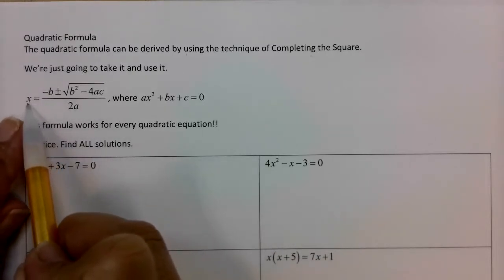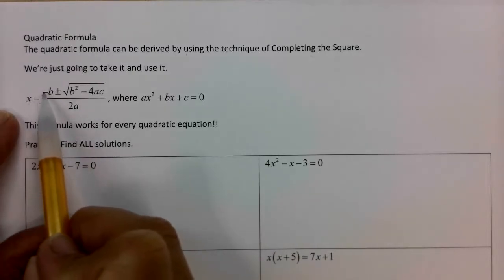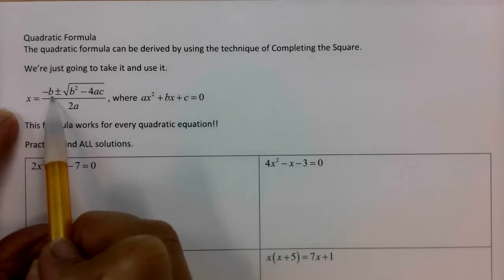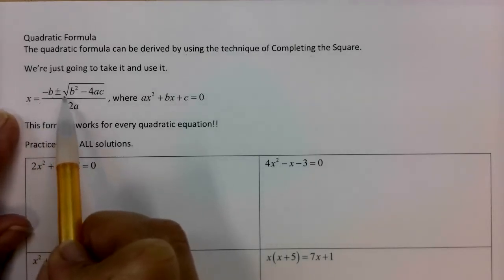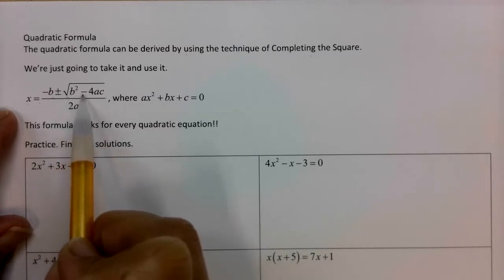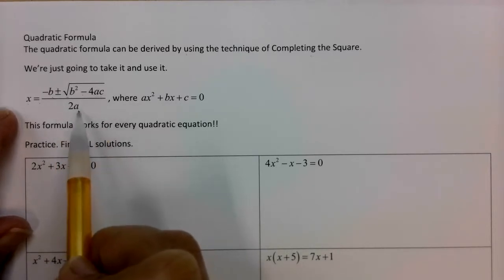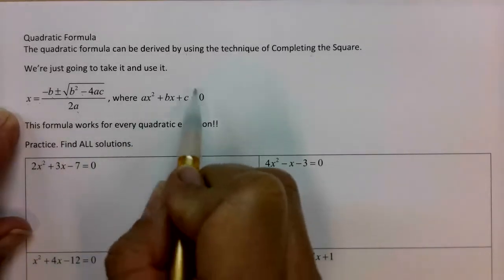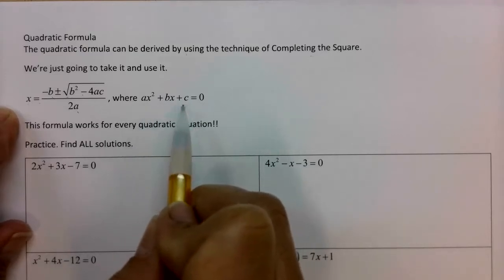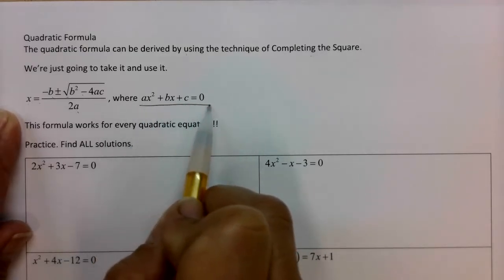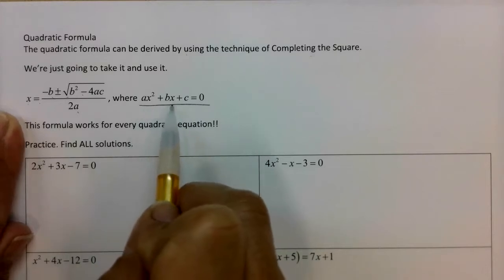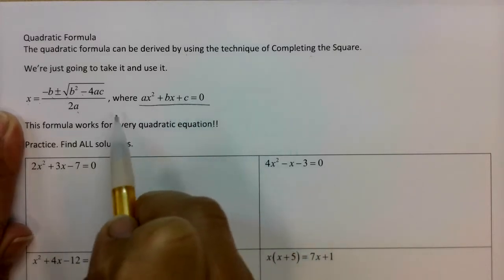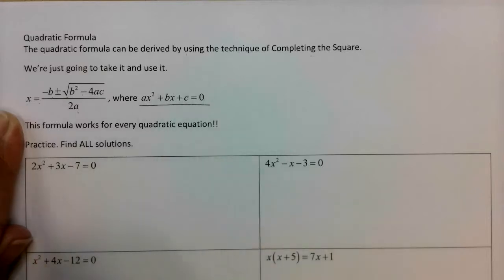So x is the solution we're looking for. x equals negative b, or maybe the opposite of b, plus or minus the square root of b squared minus 4 times a times c, over 2a. Okay? This is where we figure out what a, b, and c are. This is just a generic quadratic equation, ax squared plus bx plus c equals 0. So we need to have our quadratic equation in standard form before we can use the quadratic formula and then pick off a, b, and c.